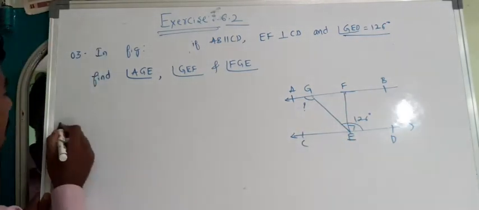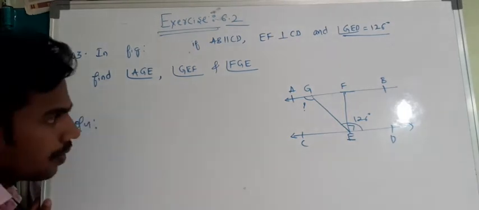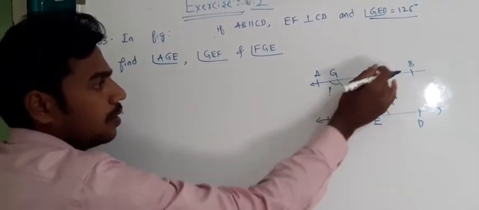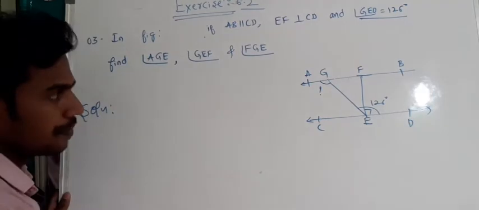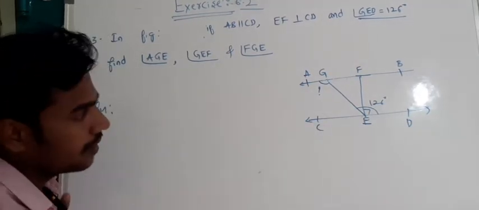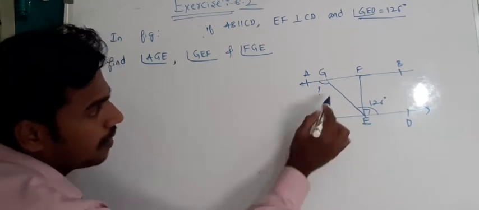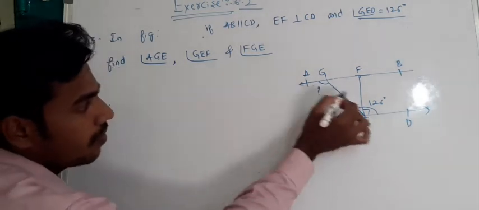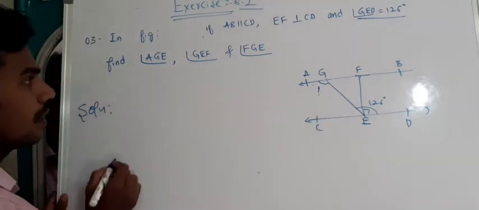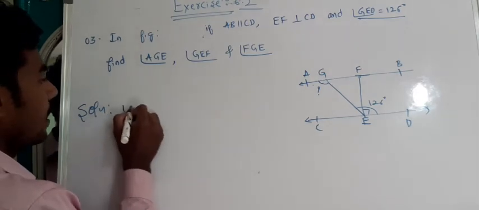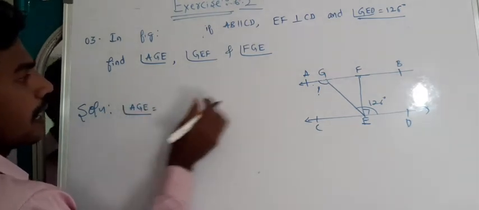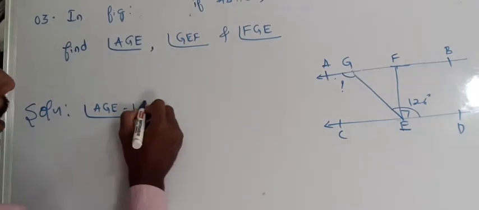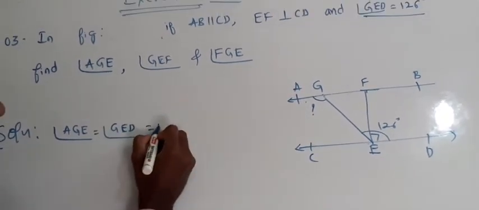See, now, how will I proceed? Since AB is parallel to CD, then GE will be a transversal line. So this and this will be alternate angles, and the two lines are parallel. This angle will be equal to that angle. So angle AGE is equal to angle GED, which is equal to 126.